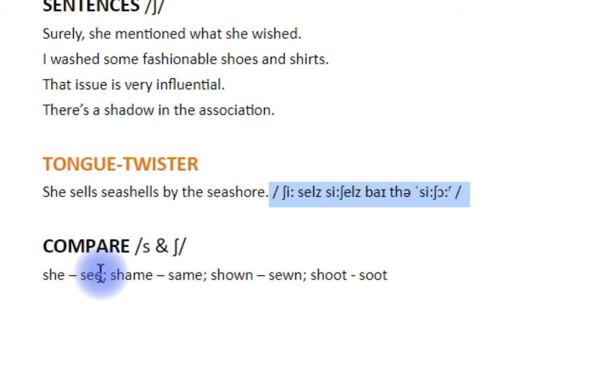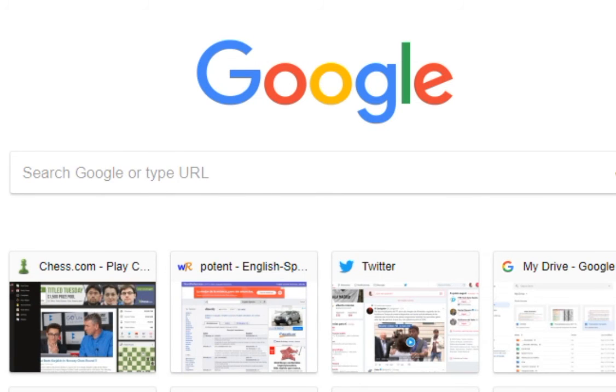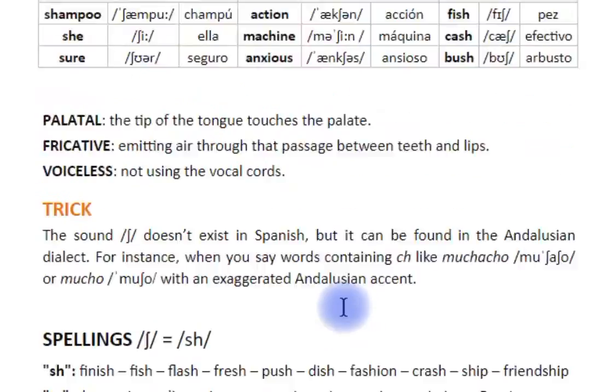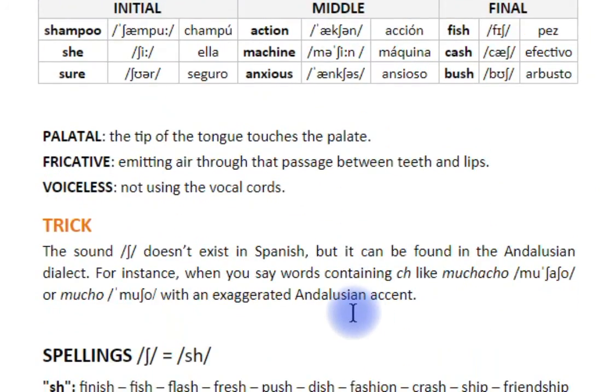She, see. Shame, same. Shown, sown: the past participle of show and the past participle of sew, S-E-W, to stitch. And then shoot and suit. Be careful with these combinations because they become a little confusing.